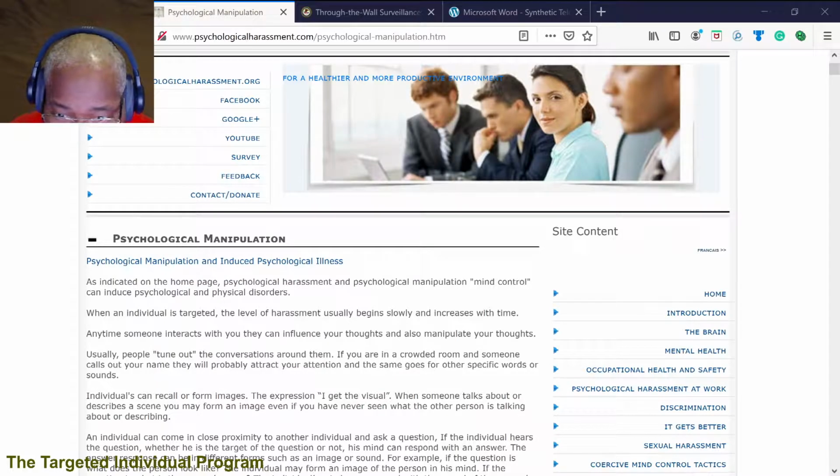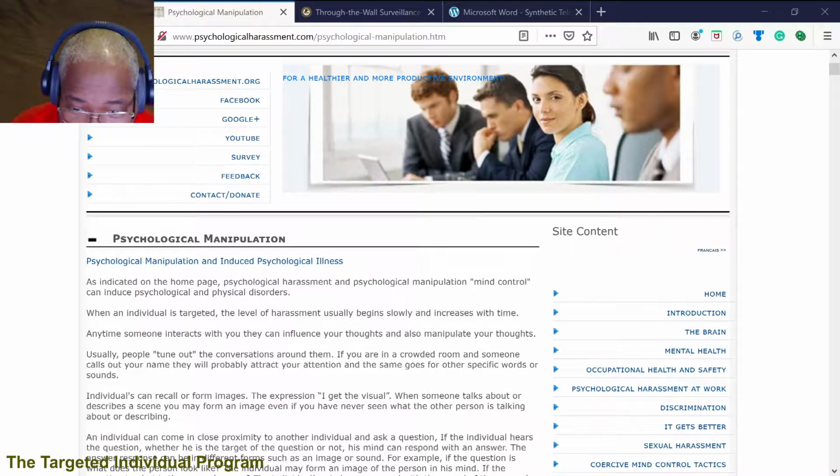As indicated on the homepage, psychological harassment and psychological manipulation, mind control, can induce psychological and physical disorders. When an individual is targeted, the level of harassment usually begins slow and increases with time. Anytime someone interacts with you, they can influence and manipulate your thoughts. Usually, people tune out the conversations around them. But if you're in a crowded room and someone calls out your name, you will probably pay attention, and the same goes for other specific words or sounds.